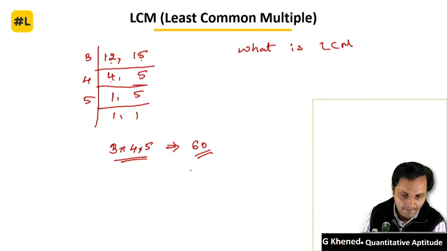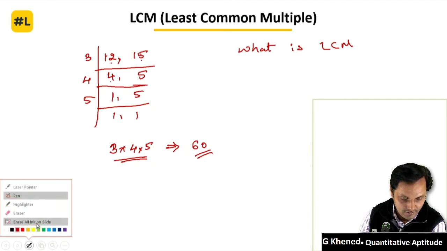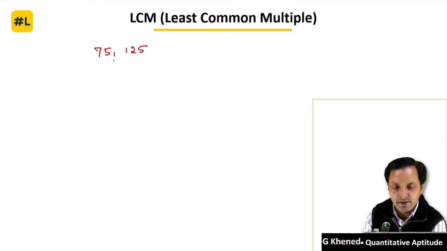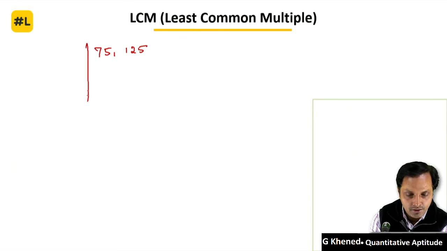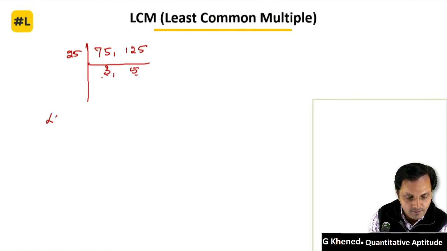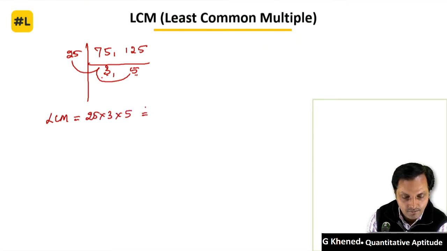Suppose if you have 75 and 125, what will be your LCM? Lowest common multiple. Again go to the long division, 25, 3s are 75, 25, 5s are 125. You know that 3 and 5 they are not divisible by a single number. So your LCM will be, you have to multiply 25 into 3 into 5. So that will be 25 into 15.